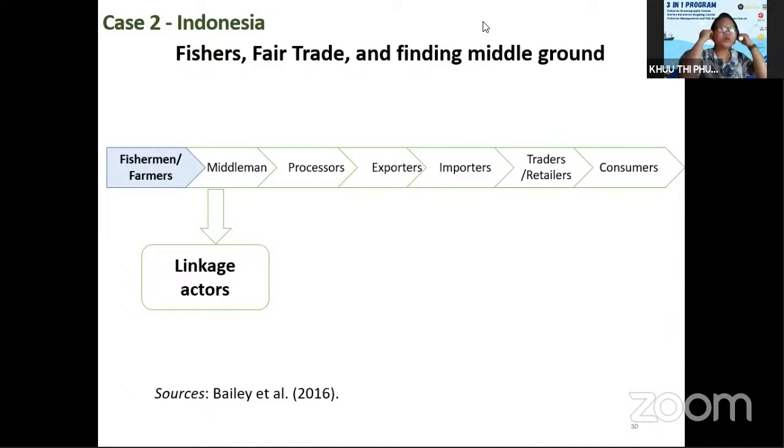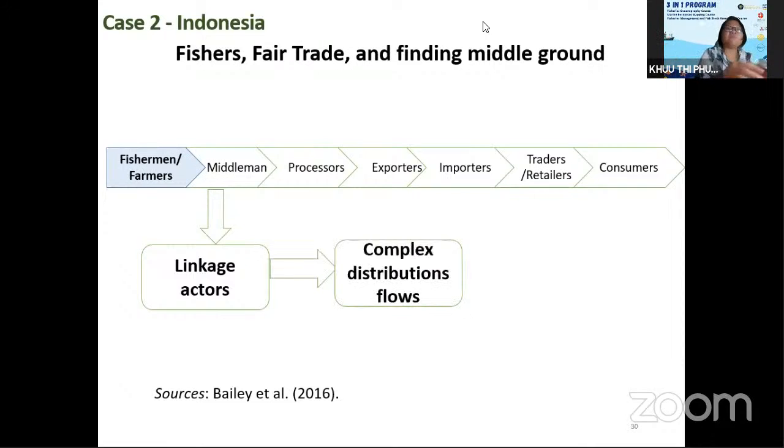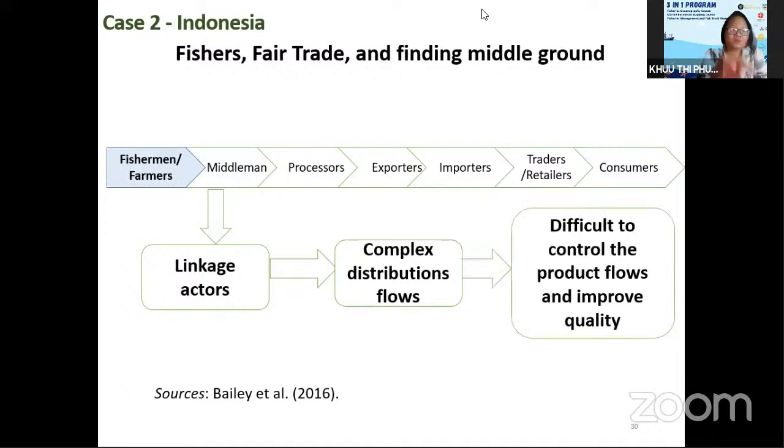As we discussed already, middlemen play the role of linkage actors to integrate the farmers or fishermen with processors or exporters. And processors and exporters are linkage actors who combine the local side and the global side. But the most difficult thing in our countries is the complex distribution flows, and that's why it's very difficult to control the product flows and improve the quality.